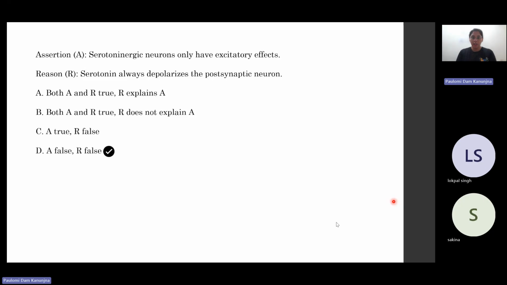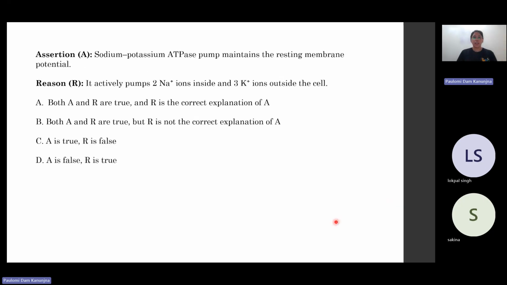Okay. All right. Next. Sodium potassium ATPase pump maintains the resting membrane potential. It actively pumps 2 Na plus inside and 3 K plus outside. Which one do you think is correct? Which one do you think explains it?